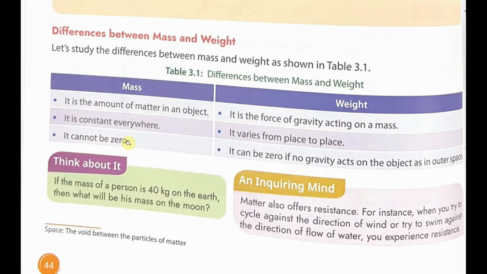Now, what are the differences between mass and weight? Mass is the amount of matter in an object. Weight is the force of gravity acting on a mass. Mass is constant everywhere. Weight varies from place to place. Mass cannot be 0. Weight can be 0 if no gravity acts on the object, as in outer space.